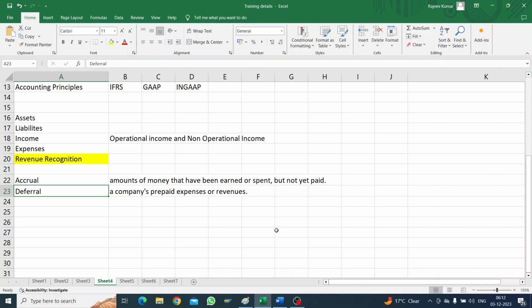Take the example of insurance. Insurance is usually taken for a 1 year time, right? Think that a company has taken 1 year's insurance for their office premises. Suppose 12,000 rupees is the premium, and the company has paid this entire money in advance. But can they charge that entire 12,000 on the very first day of the year? No, they cannot. Why? Because this amount is meant for 1 year, not for just one day.